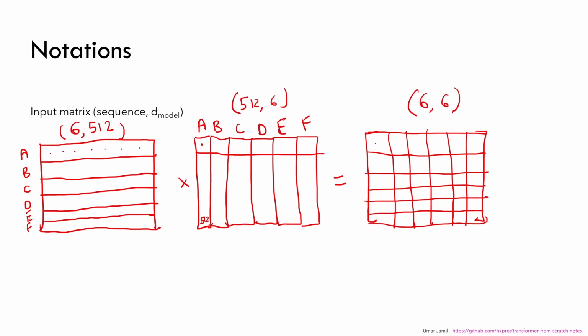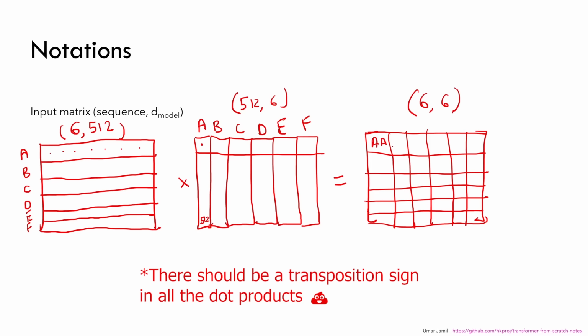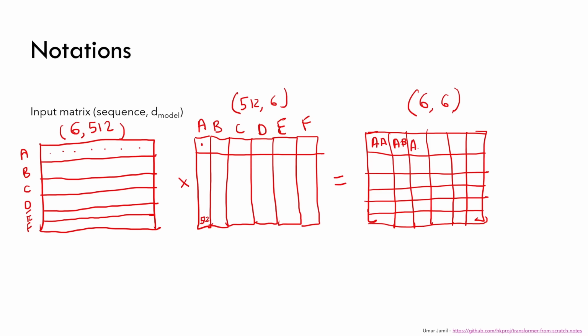This is the dot product of the first row with the first column. So this is A multiplied by A. The second value is the first row with the second column. The third value is the first row with the third column, until the last column. So A multiplied by F, etc.